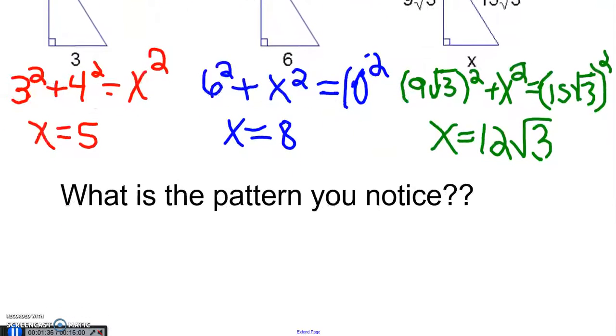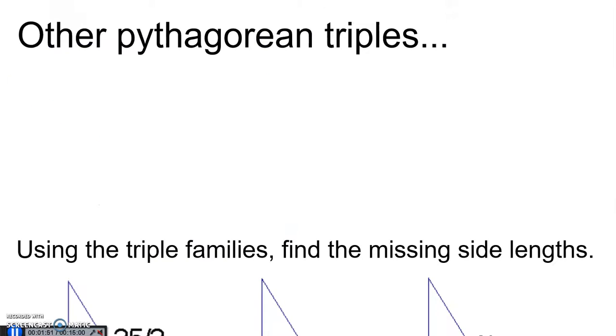Alright, so moving on, what pattern do you notice? Well, we notice that each of these is just a multiple of 3, 4, and 5. And so 3, 4, 5 is going to be our first Pythagorean triple, our first family that we're going to look at. There's a lot of Pythagorean triples, and there's a few that you need to memorize.